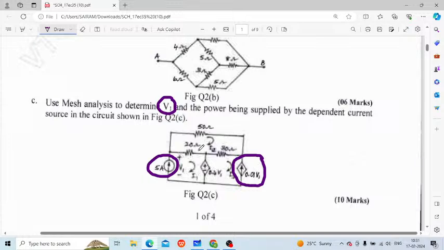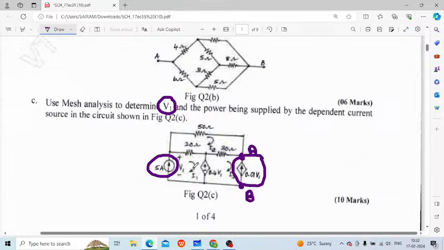This mesh won't work directly, so you have to take the meshes separately. Take mesh 1 separately by keeping the 5 ampere source open circuited, and here you take this mesh separately, keeping the 0.01 V1, the current dependent voltage source, open circuited, and then find V1 from this. What you get from this is a voltage, VAB. If there is no voltage present here, you need to take this as terminal A, this as terminal B, and call it VAB.